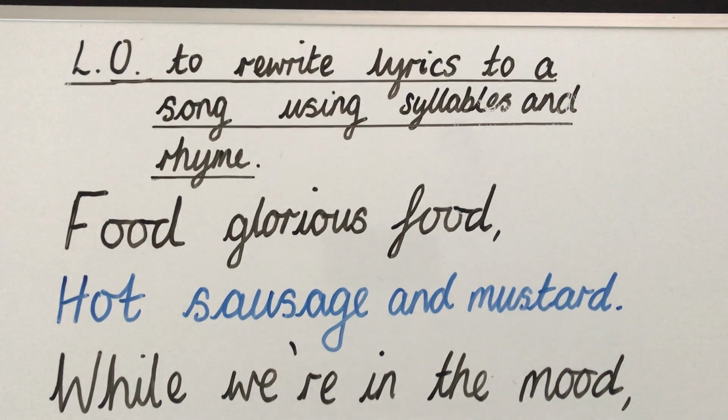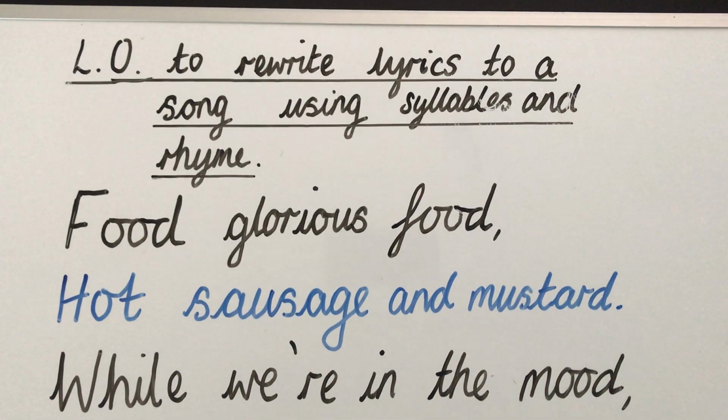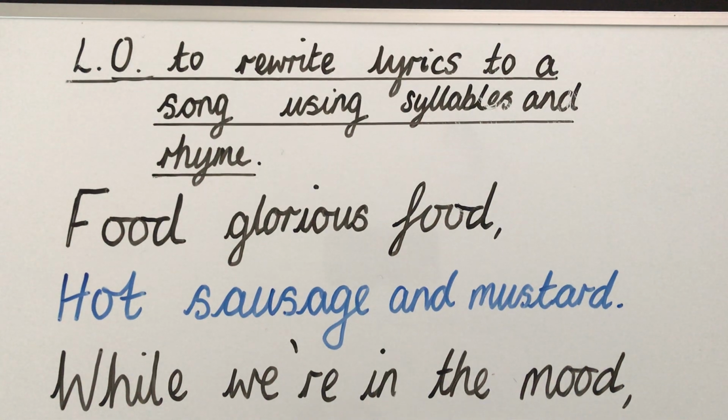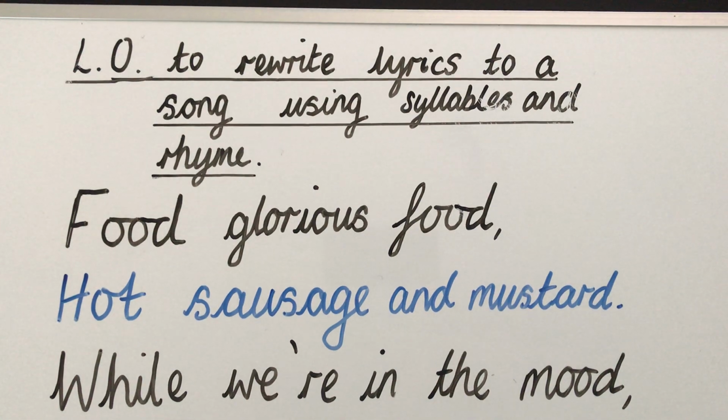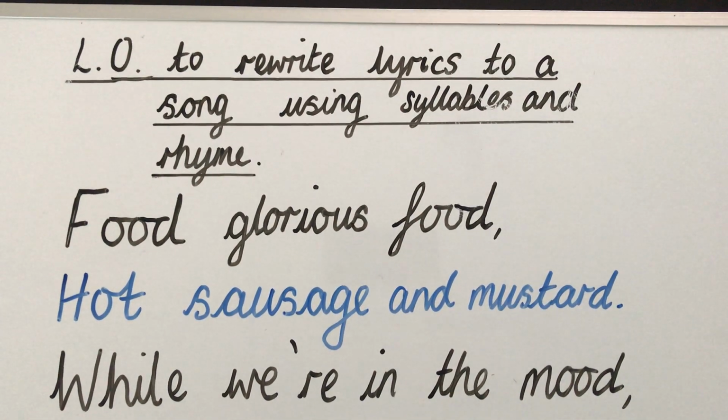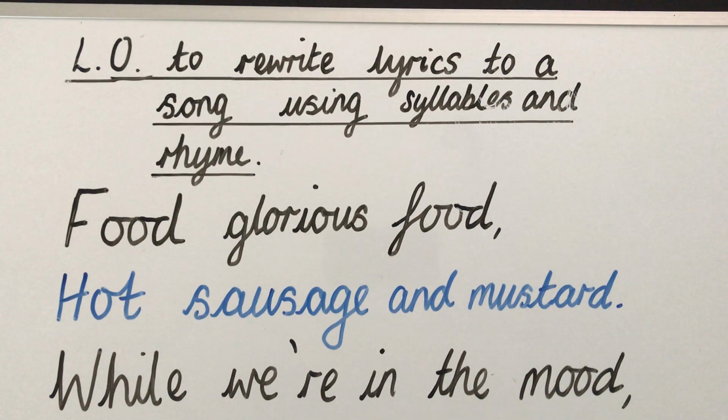So for our literacy learning this week, you are going to be rewriting the lyrics to a song using syllables and rhyme. This song you might recognise from one of your tasks last week, which was to read and sing along with the lyrics to the song Food, Glorious Food. Now, what I want you to do this week is, in the document I've given you, you've got words in black and in pink, or if you're working off the paper copy, it's either in bold or not bold. And I want you to change the words that are either in bold or in the colour, okay?